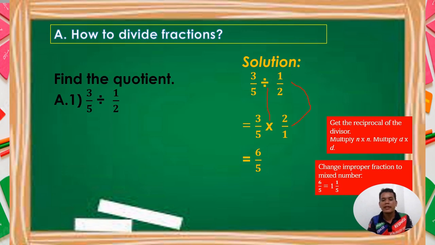We simply divide 6 divided by 5. So what is 6 divided by 5? That is 1, and of course there is a remainder, which is 1 also. So our whole number is 1, that is the quotient. The remainder, which is 1, is our numerator, and the divisor, which is 5, is our denominator. And therefore, we get the answer, which is 1 and 1/5.